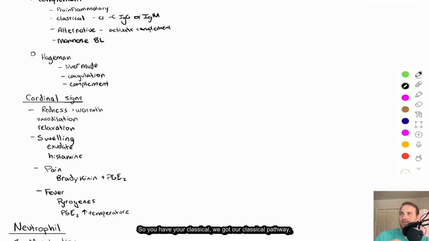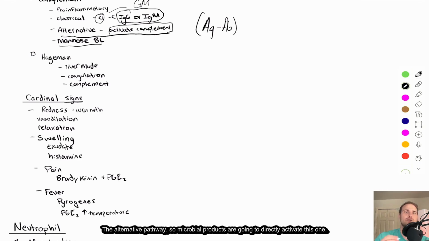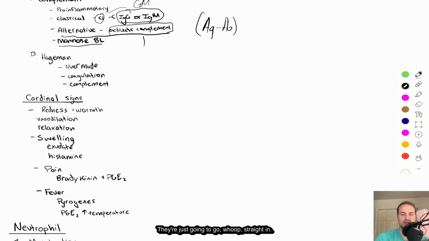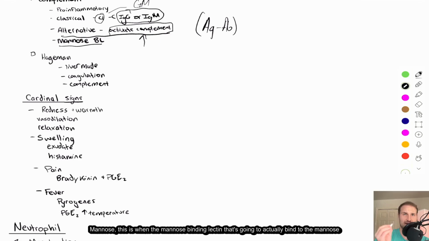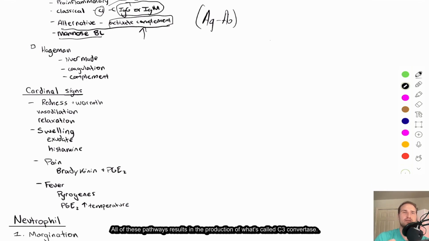Okay, the complement system. We have our classical pathway, our alternative pathway, and our mannose pathway. For the classical, C1 is going to bind to IgG and IgM that's bound to the antigen. The alternative pathway, microbial products are going to directly activate this one. They're just going to go whoop, straight in. Mannose, this is when the mannose-binding lectin binds to the mannose on the microorganisms and activates complement. All of these pathways result in the production of what's called C3 convertase.